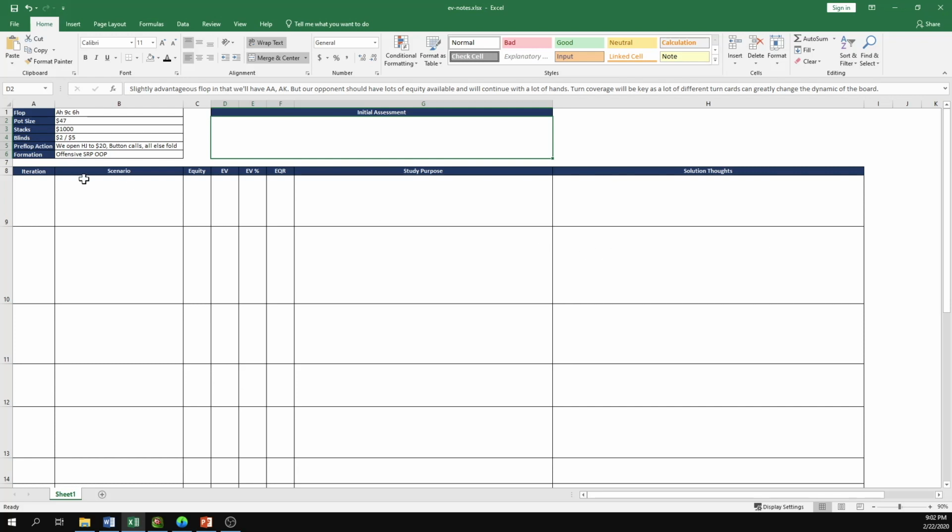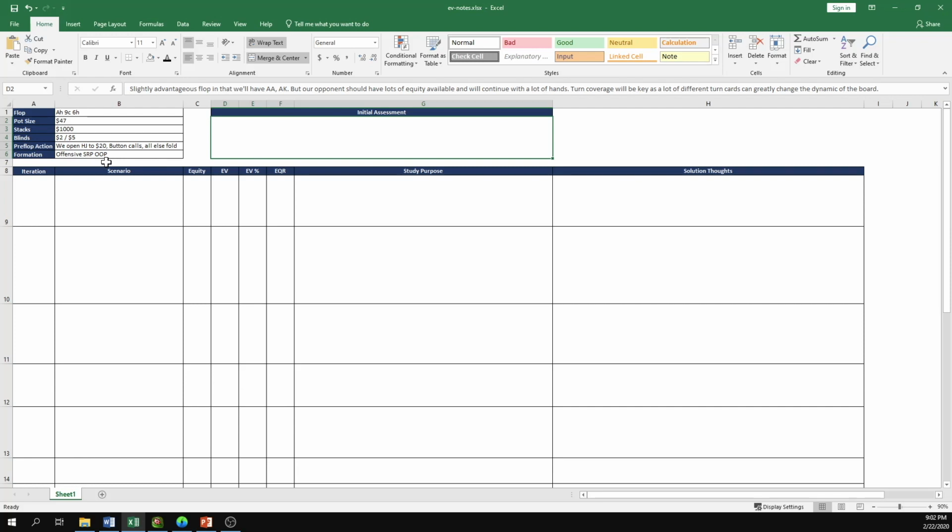So you'll see the spreadsheet that I have here. I have a little bit of detail just about the board itself, the pot size, which we opened to $20. We're called by the button. We're playing a 2-5 game, and the blinds both fold. So the pot size is $47, and effective stacks are about 1,000.